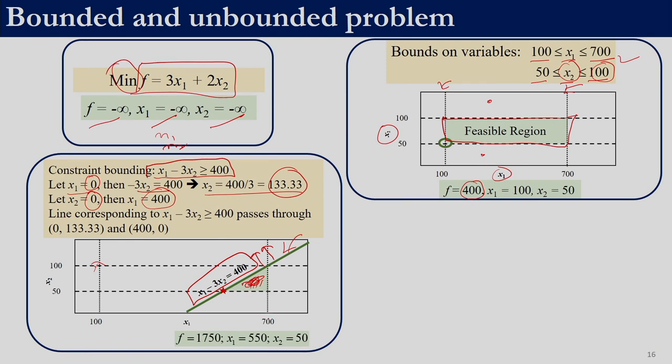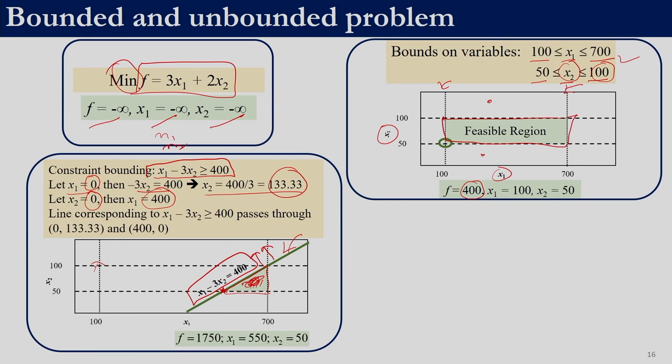And over here we are restricted by this line, x1 is 700, and over here we are restricted by this line, x2 equal to 50. So this triangle which we see here, that is the feasible region. So as you can see, as we add a constraint, the feasible region decreases, right?